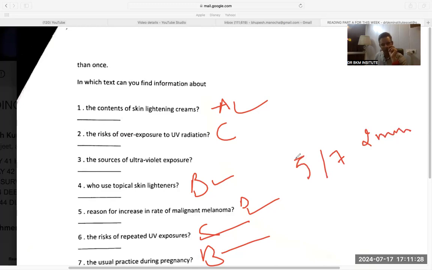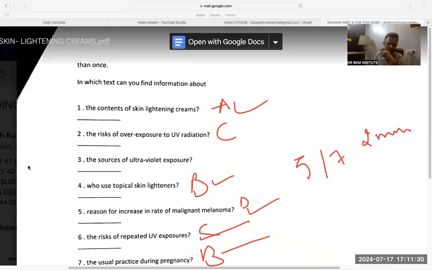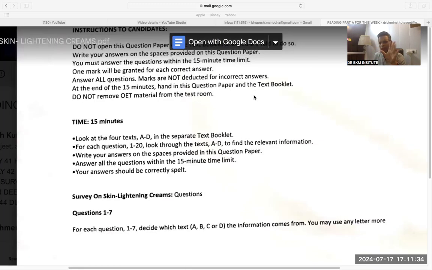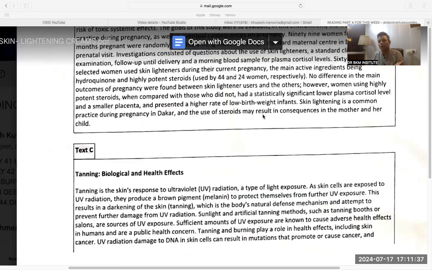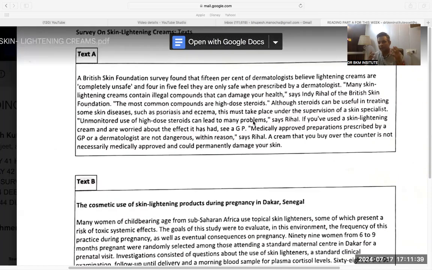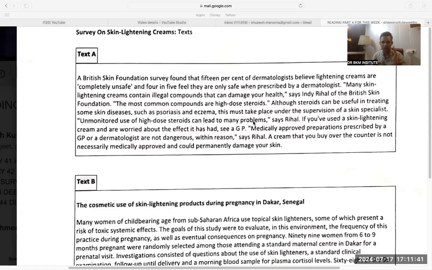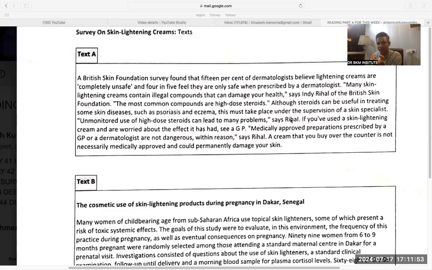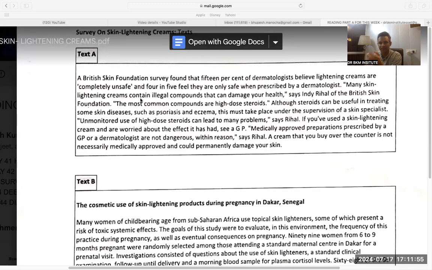Again, I'm telling you all again and again, please understand. Suppose you say, sir, I read the paragraph first, I do not read the 1 to 7 questions. I want to know in which paragraph. Now, suppose I do not know the questions, what will I do? British survey, dermatologists believe, lightening creams, illegal compounds, okay, illegal compounds contain. Then I don't know whether the content is important or not. This word contain means content. So the content answer should be A as well.